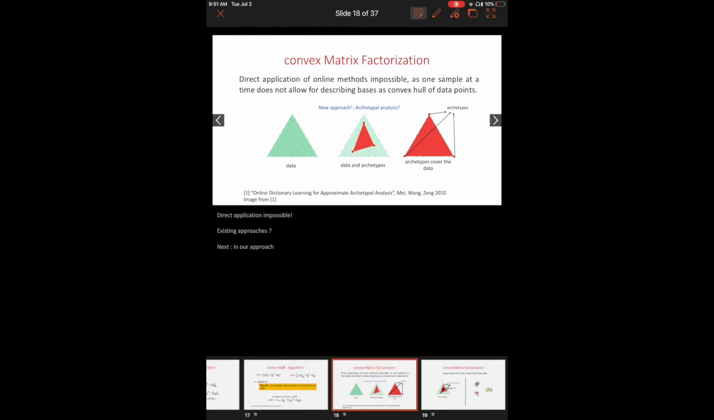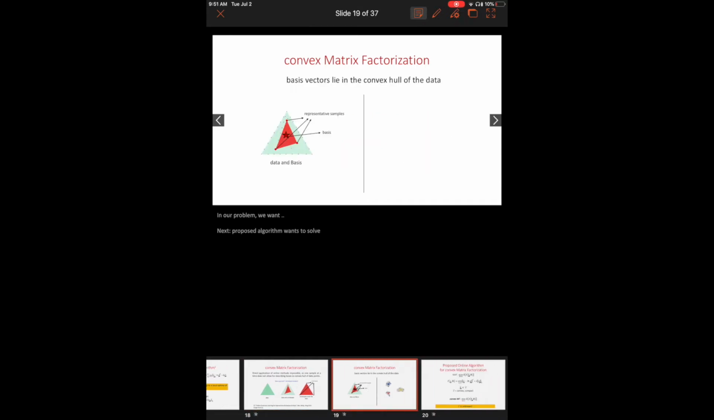So in archetypal analysis, the problem that the authors want to solve is to represent the data point in terms of the extremal data points of the data set. And this approach is a bit different from our approach where we want to only represent the basis vectors.